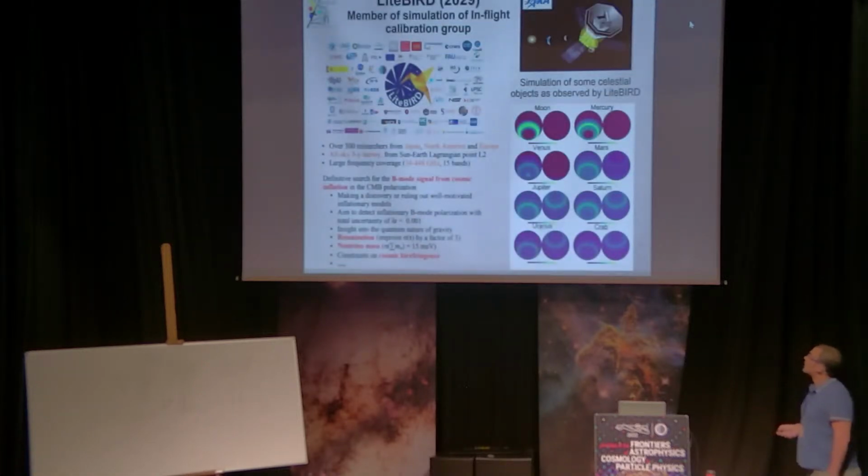As I told, I am a member of the simulation and calibration group from LiteBIRD. LiteBIRD is a collaboration of many institutions. Over 300 researchers from Japan, North America, and Europe are working on it. It will survey for 3 years from the L2 Lagrangian point, and will cover this range with 15 bands. This should be the definitive search for the B-mode signal of cosmic inflation in CMB polarization, and will make either a discovery or rule out some well-motivated inflationary models. And the aim is to reach this level of sensitivity.